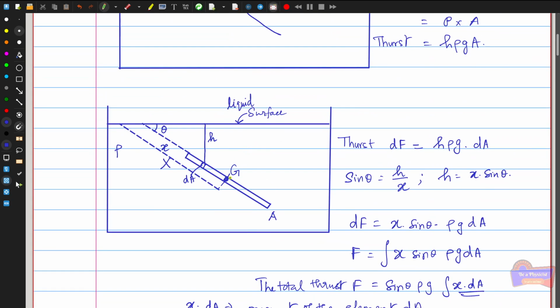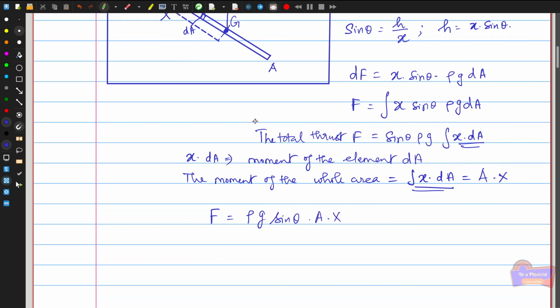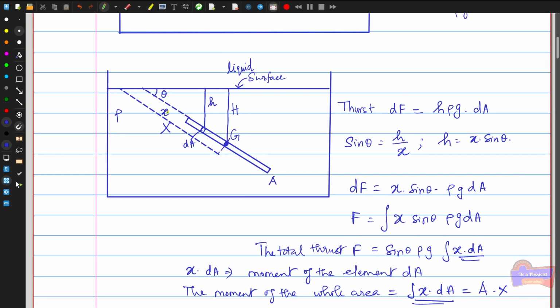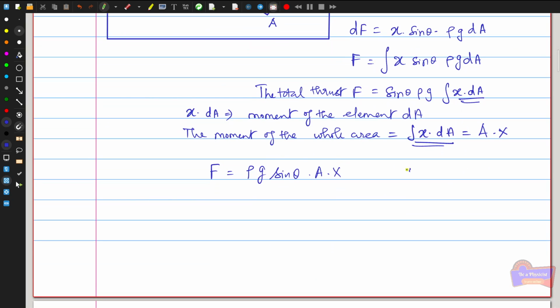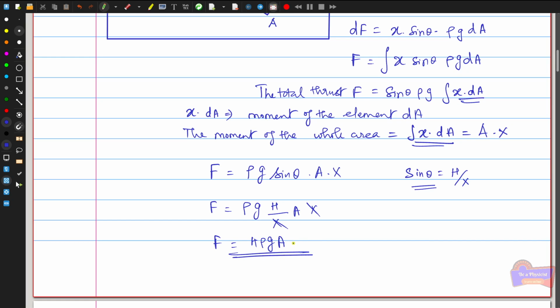If the center of gravity is situated at a distance from the liquid surface taken as capital H, then I can find the theta value for this center of gravity, which can be written as sin theta equal to H divided by capital X. So I can substitute this sin theta into this equation. The final answer will be F equal to rho g H divided by X into A into X, so this X and this X get cancelled. So the final answer will be F equal to H into rho g into A.